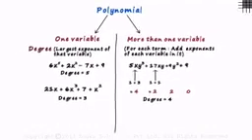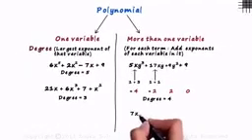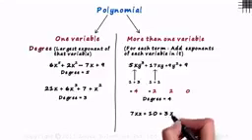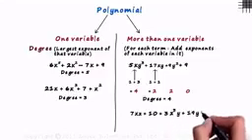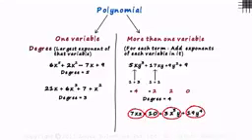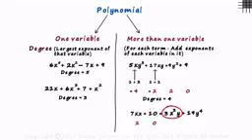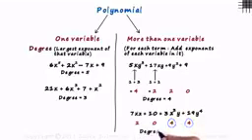Here's our last example. 7xz + 10 + 3z^3y + 19y^4. We have 4 terms here. In the first term, the sum of exponents of x and z is 2. In the second case, since we have no variables, the exponent is 0. In the third term, it's 3 + 1, which equals 4. And in the fourth term as well, the exponent is 4. 4 is the highest amongst these 4 terms. Hence, the degree of this polynomial is 4.